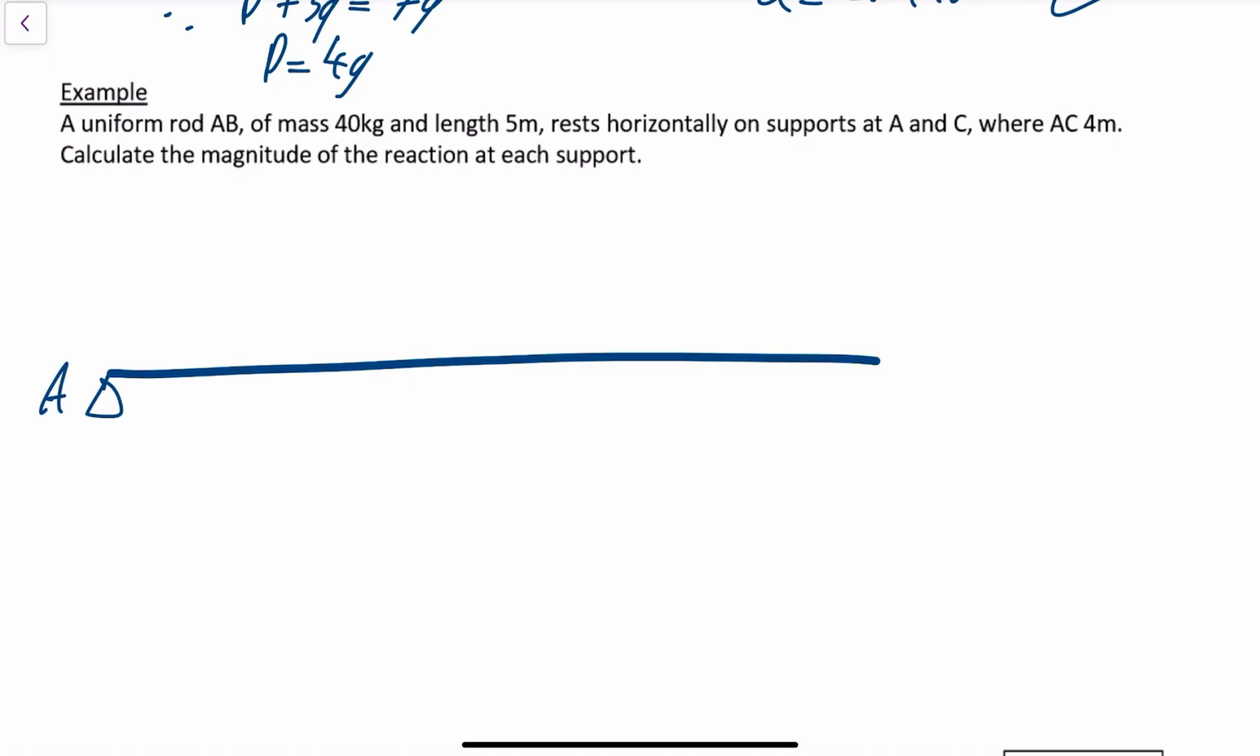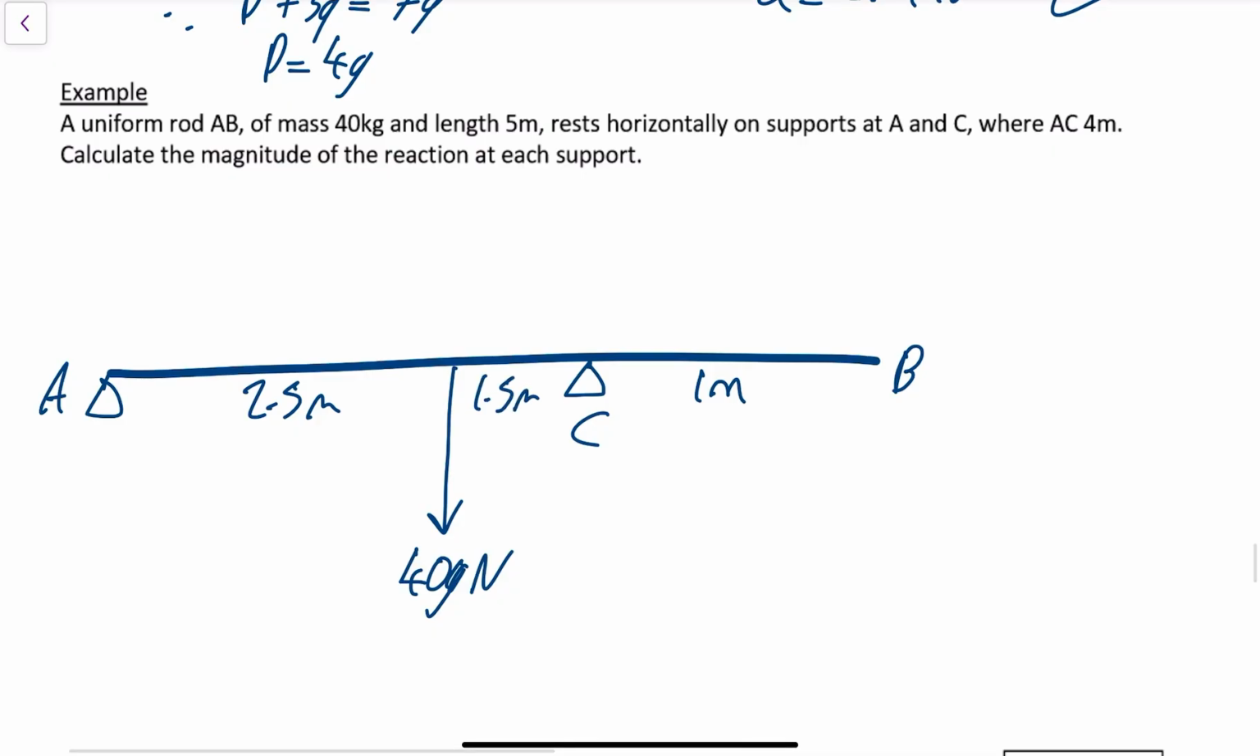And just to show you another way of saying it, there's my A, and there's my B, where AC is 4. So AC, the whole length of this thing is 5, and AC is 4. So there's my C. So that means that must be 1 meter to this end. If it's 5 meters long, that means my midpoint, and it's uniform, the weight of the thing acts through the midpoint, that's going to be 40G. And then that's going to be 2.5 meters, not drawn particularly well because that's 1.5 meters here. But there we have it.